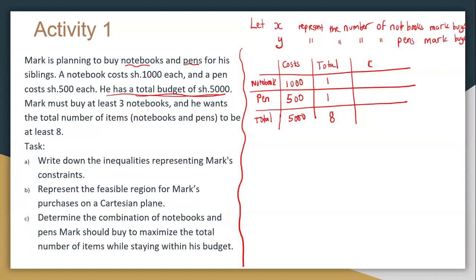So I'm going to come and say now, remember our notebook, we used X. You remember that here we used X, here we used Y. So it is just a matter of us putting here X and here Y. So we shall say that our first inequality is going to be 1000X plus 500Y should be less than or equal to 5,000. That is your first inequality.